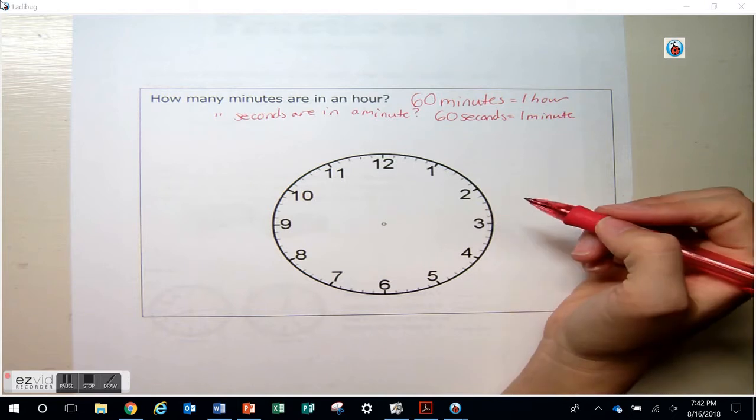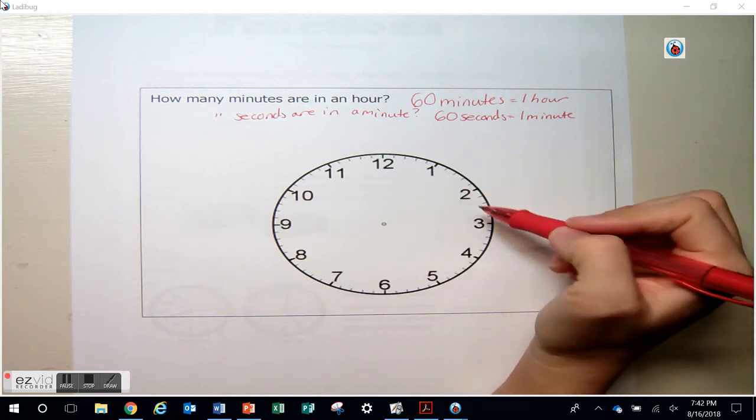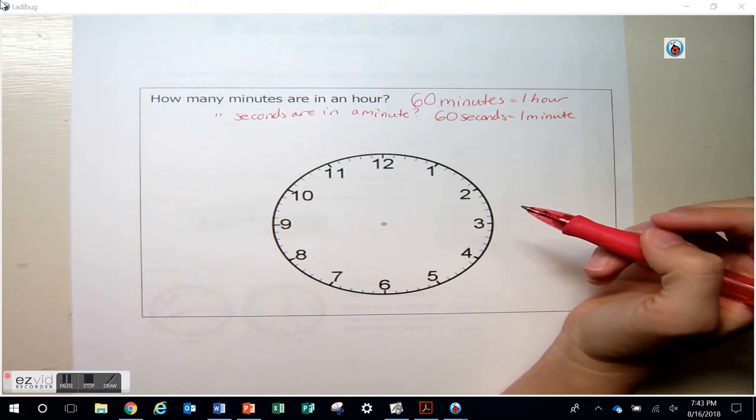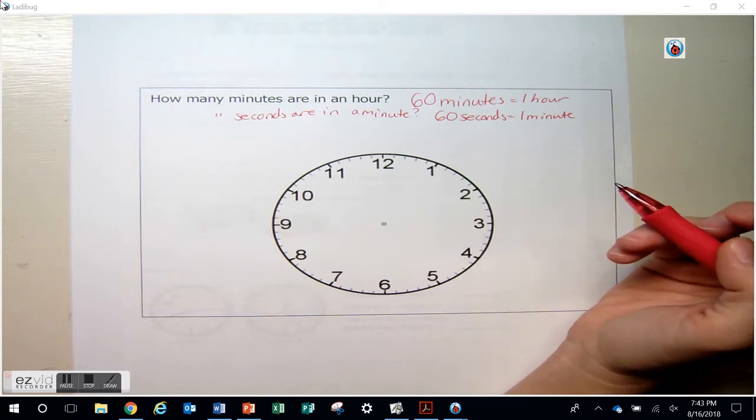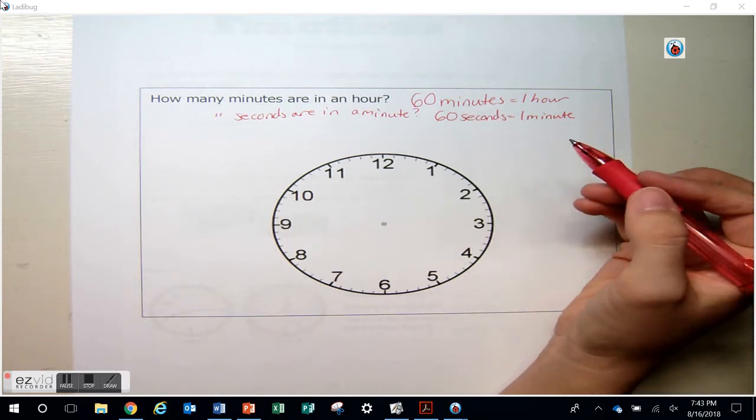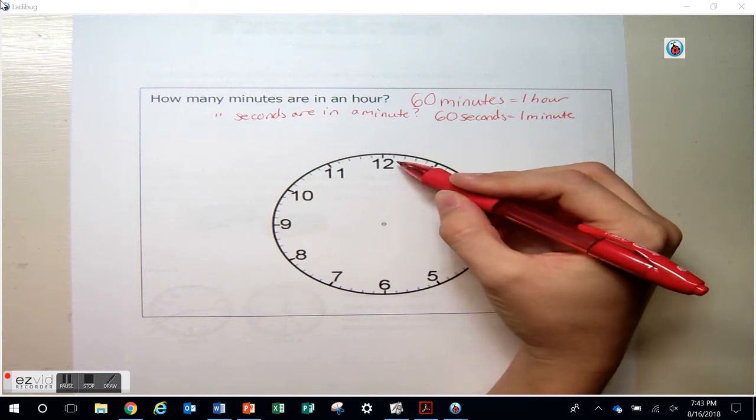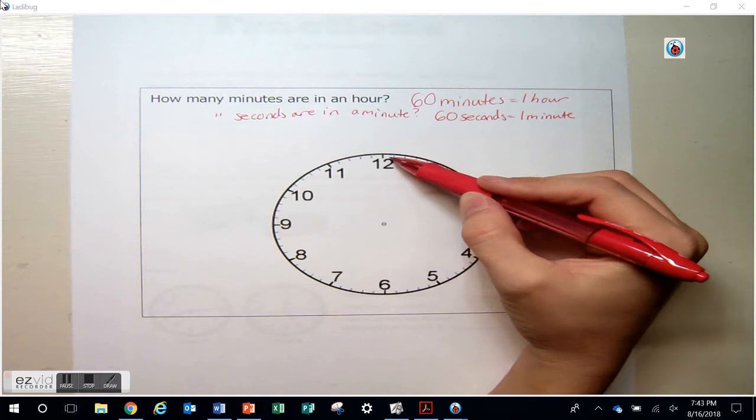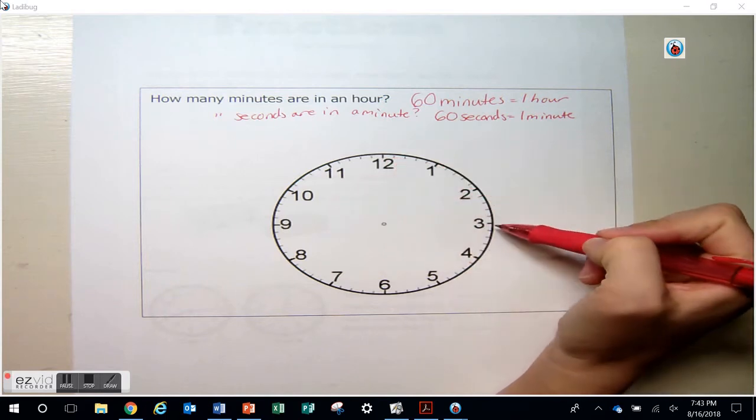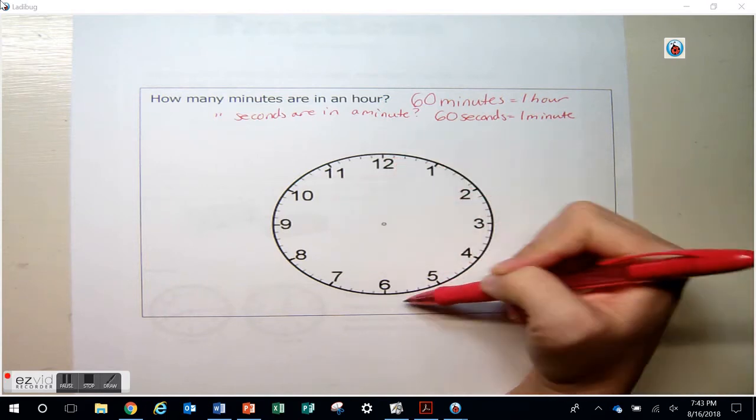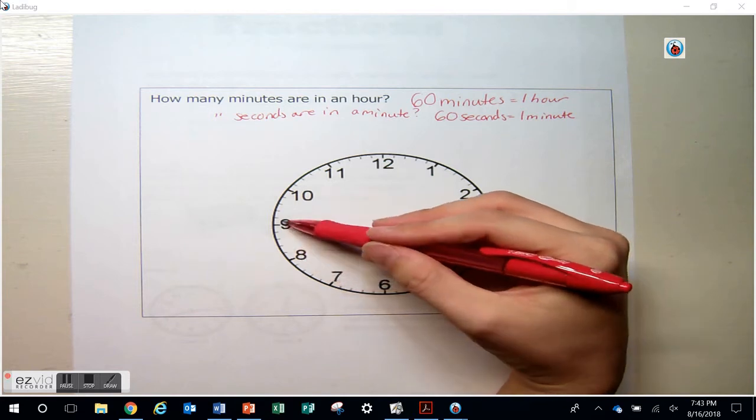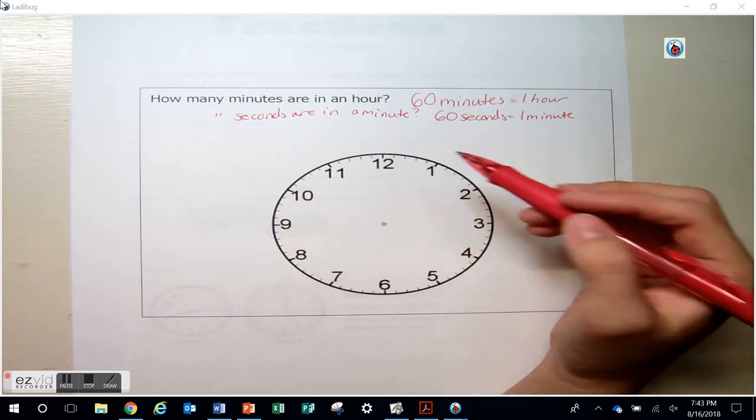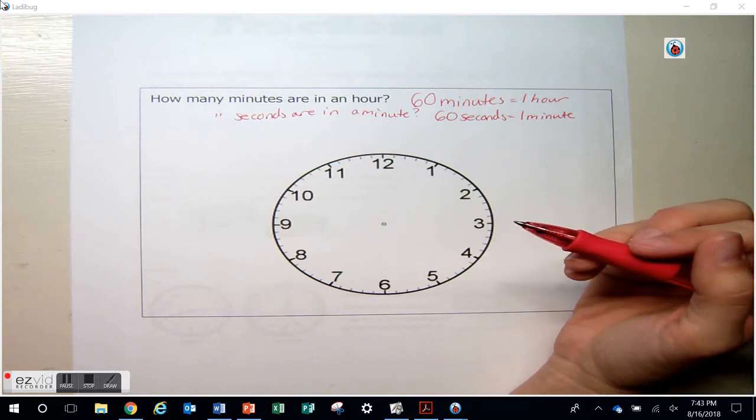How do we show an hour on the clock? Well, I just showed you, we look at these numbers here, okay? And it's the short hand. How do we show minutes on the clock? Well, we have a long hand, and it ticks and it ticks, and it counts by 5. 5 minutes, 10 minutes, 15, 20, 25, 30, 35, 40, 45, 50, 55, and 60 minutes. And then we're on to the next hour.